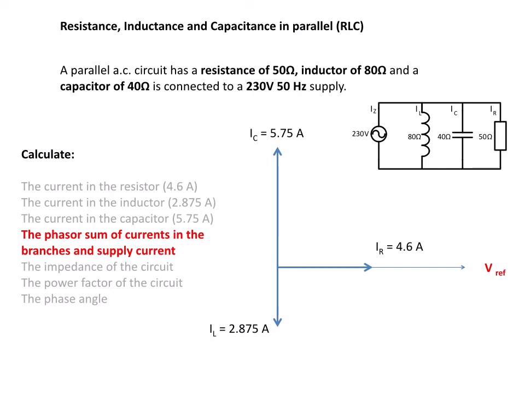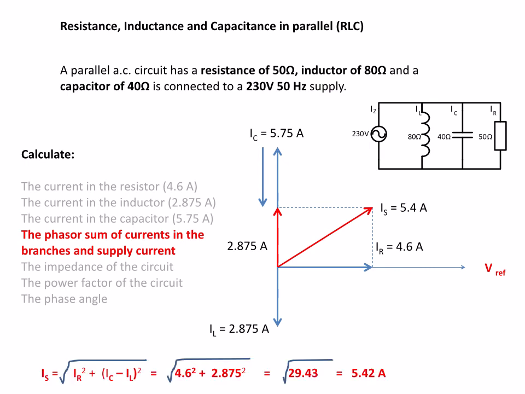And so the sum of those two is going to be IC minus IL, because IC is the bigger one, and that's going to leave us 2.875. It's just coincidence that it's the same value as the inductive current. There's our 2.875 there. That's the resultant of this IC minus IL. And we can find the resultant now by drawing the parallelogram and finding the hypotenuse of the triangle that's formed, and that gives me a supply current of 5.4 amps graphically.